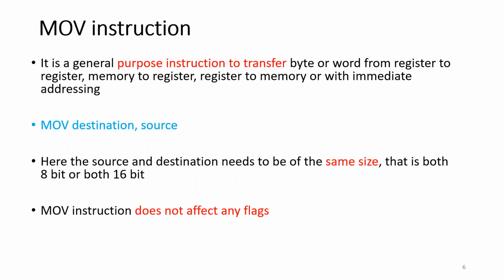Next, the move instruction. Already we have been going through instructions and programs, so this will definitely be easy for you to follow. Move destination comma source. Your data from the source will be moved to the destination, always from right to left. This is your syntax: move destination comma source. It is used to transfer a word or byte from one register to another register or any other block, defined here as destination and source.